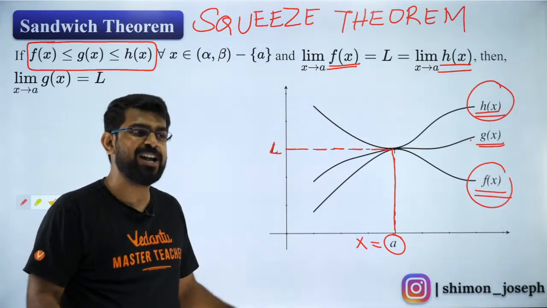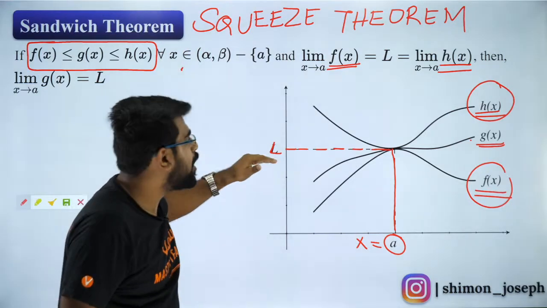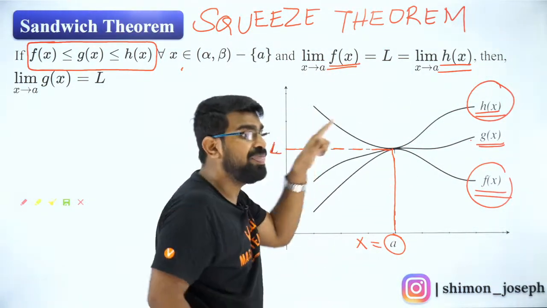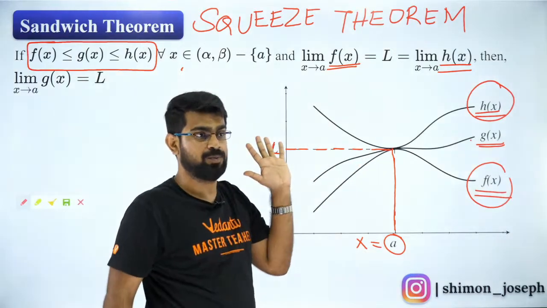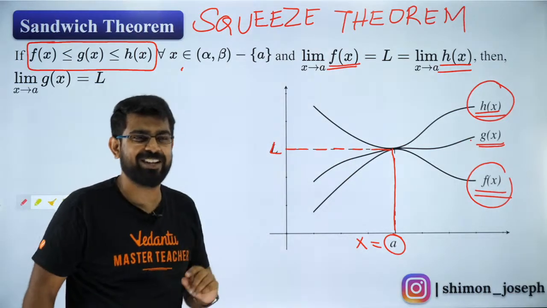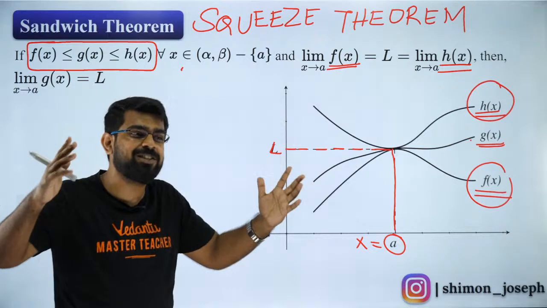Did you all understand why it is called squeeze theorem or sandwich theorem? Because the middle function is sandwiched between the top and bottom, and it will also take the same limit value at x equal to a. That is the beauty of this theorem. Very, very easy to understand. But people make it complicated. People think it is difficult.